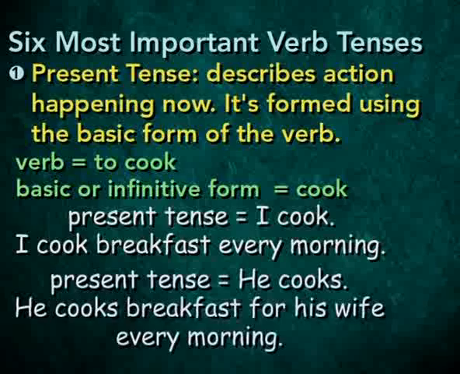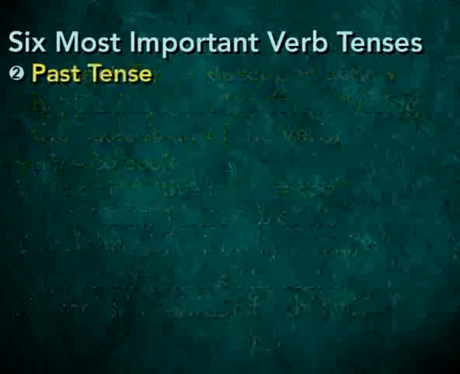He cooks breakfast for his wife every morning. Both of these would be forms of the present tense. The second tense to know is the past tense.